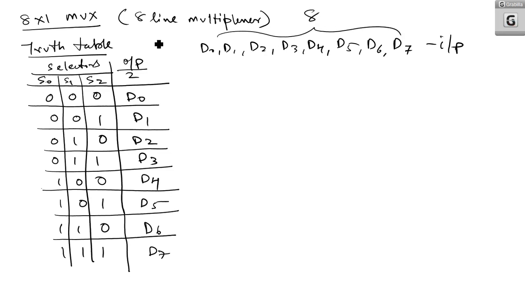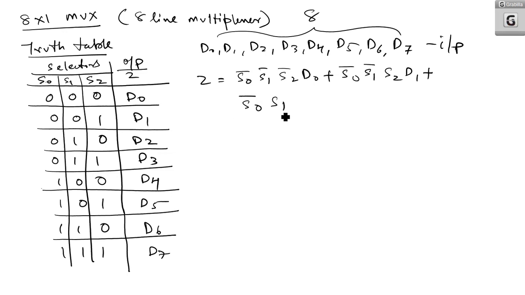Now how to write the expression for Z? Z we can write it as S0 bar S1 bar S2 bar D0, or S0 bar S1 bar S2 D1, or now for D2 it is S0 bar S1 S2 bar D2, or S0 bar S1 S2 D3, or what is D4?